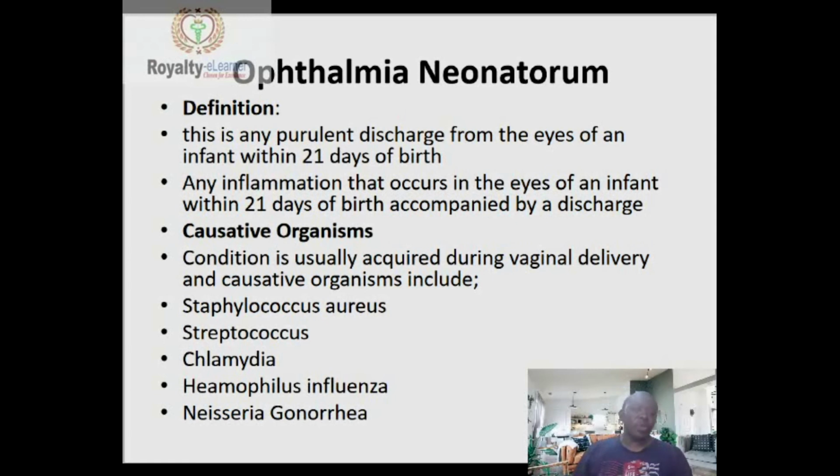Ophthalmia has to do with the eyes, so there is a purulent discharge coming from the eyes within the first 21 days of birth. What are the possible causative organisms? The condition is usually acquired during vaginal delivery, and causative organisms include Staphylococcus aureus, Streptococcus, Chlamydia, Haemophilus influenzae, and one of the most common causes is Neisseria gonorrhoeae, because of the presence of sexually transmitted diseases.